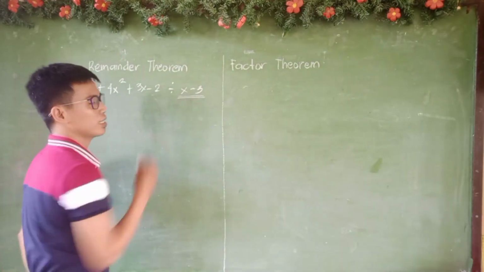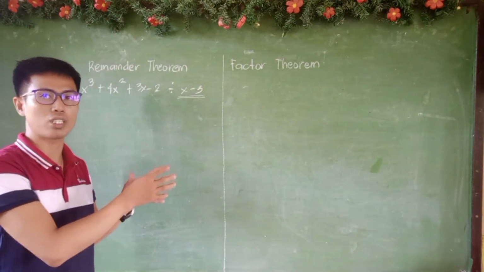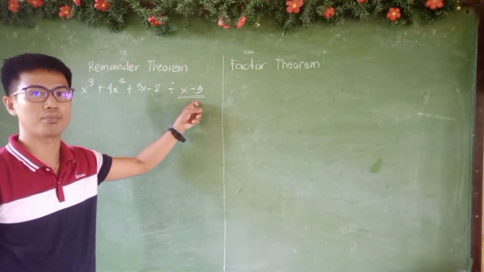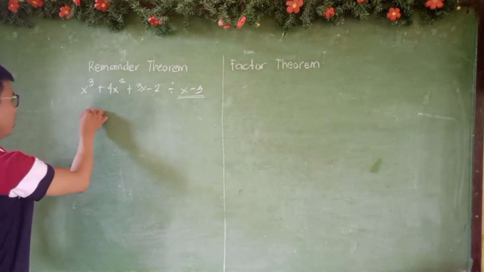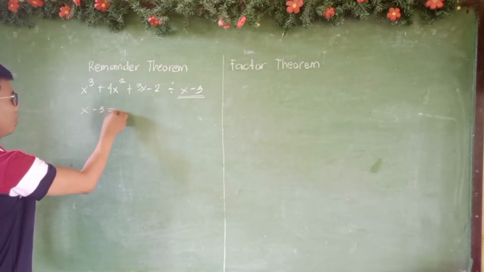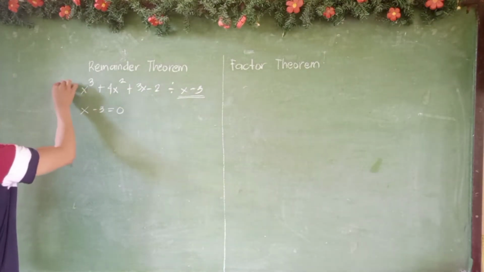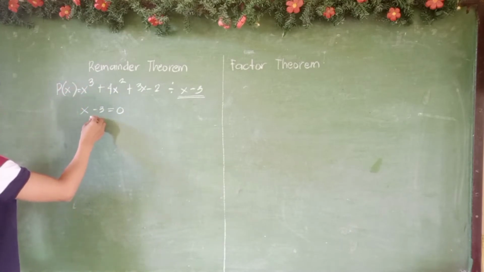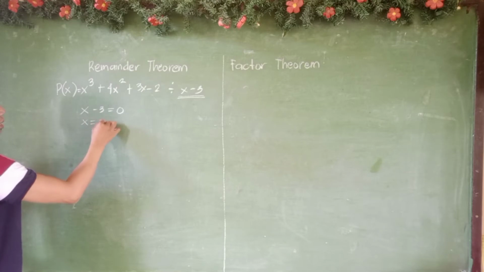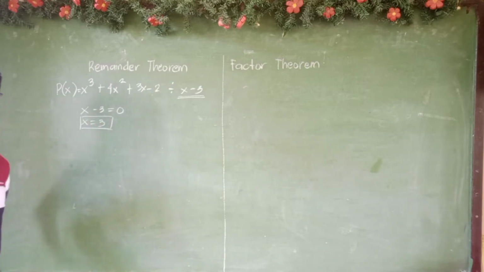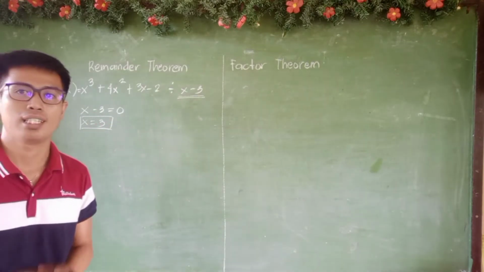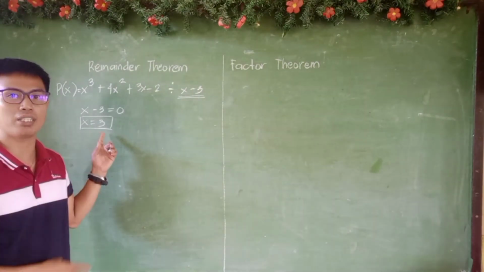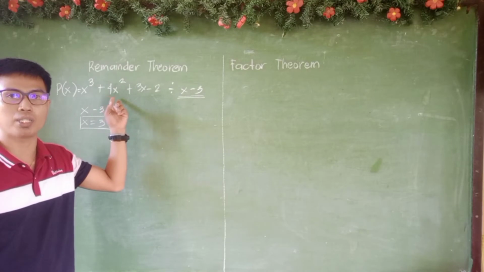You just get, again, kagaya ng ginawa natin dun sa synthetic division, equate lang natin sa 0 yung divisor. So that will be x minus 3 equals 0. Solving for x, we have x equals 3. So, ang value natin ng x is 3. After natin makuha yung 3, we just need to substitute the value to the original polynomial.